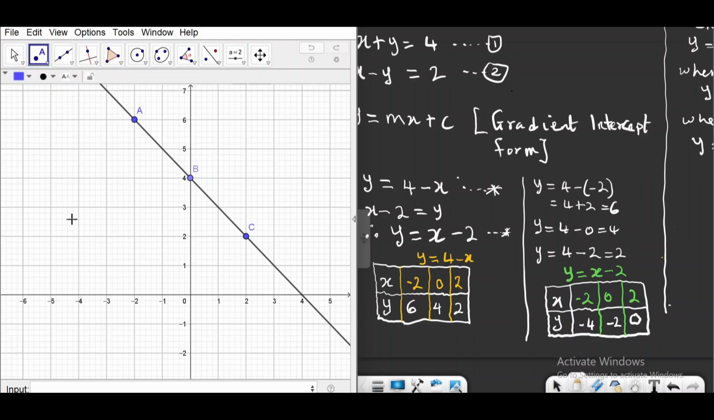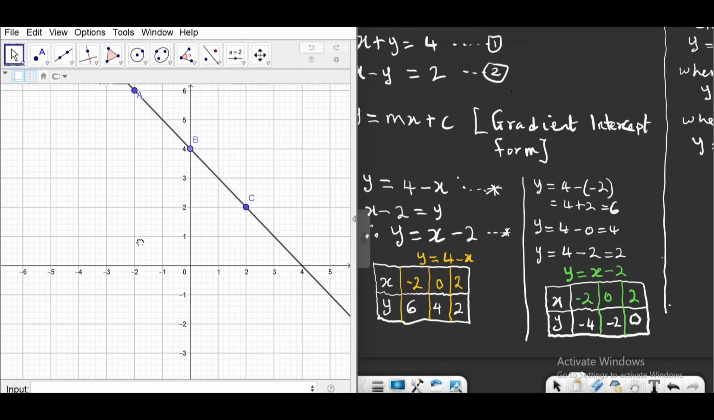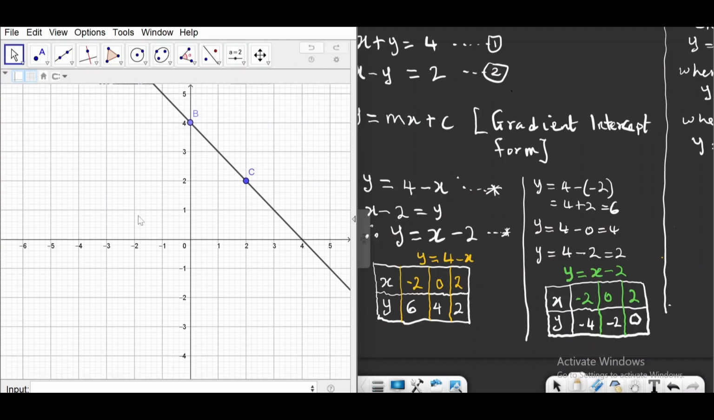Now let's go back again to the second one, y equals x minus 2. So we are going to look at where x is -2 and y is -4, and we'll drop a point there. Go here, look at where x is -2, follow that line down. This is where y is -4. We drop a point there.